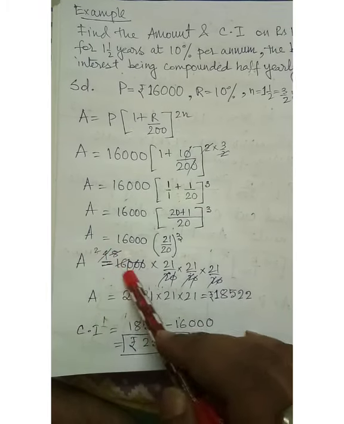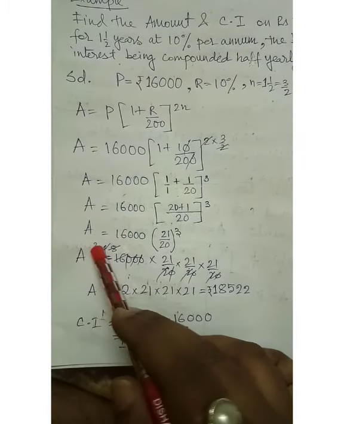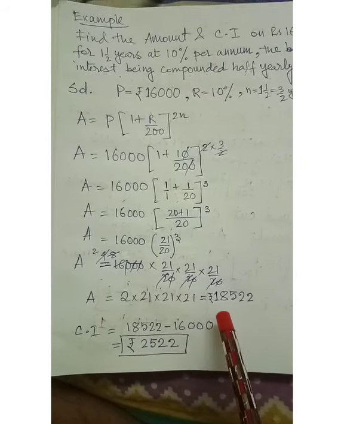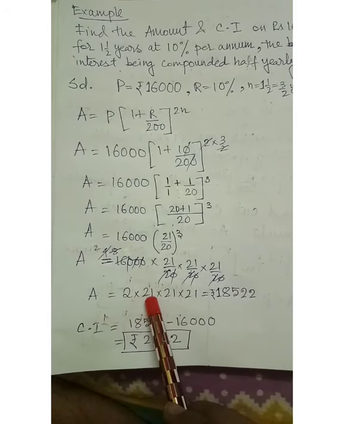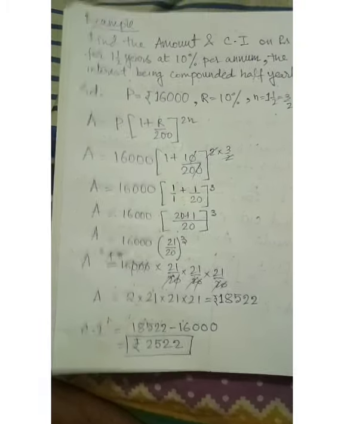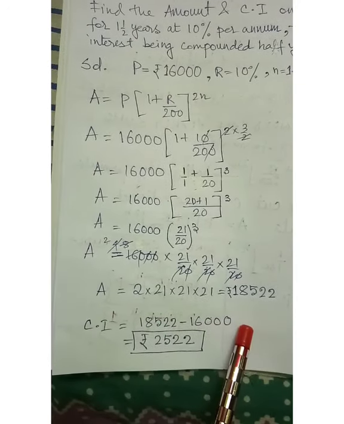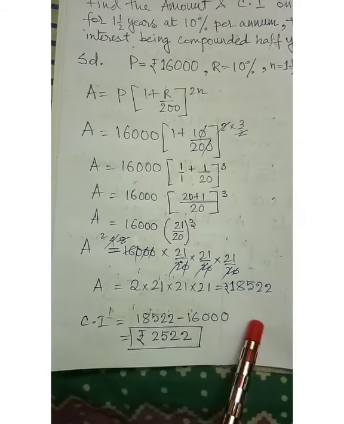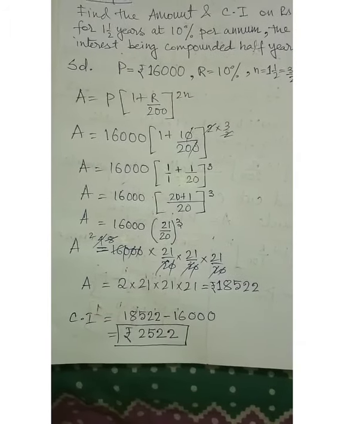2 4s are 8, 2 8s are 16, 2 4s are 8, and what is the remaining? 2 2s are 4. Now what is the remaining? 2 into 21 into 21 into 21, that is coming 18522. Now see CI. What is the CI formula? Amount minus principal. The amount you have got is 18522 minus 16,000, that is 2522.